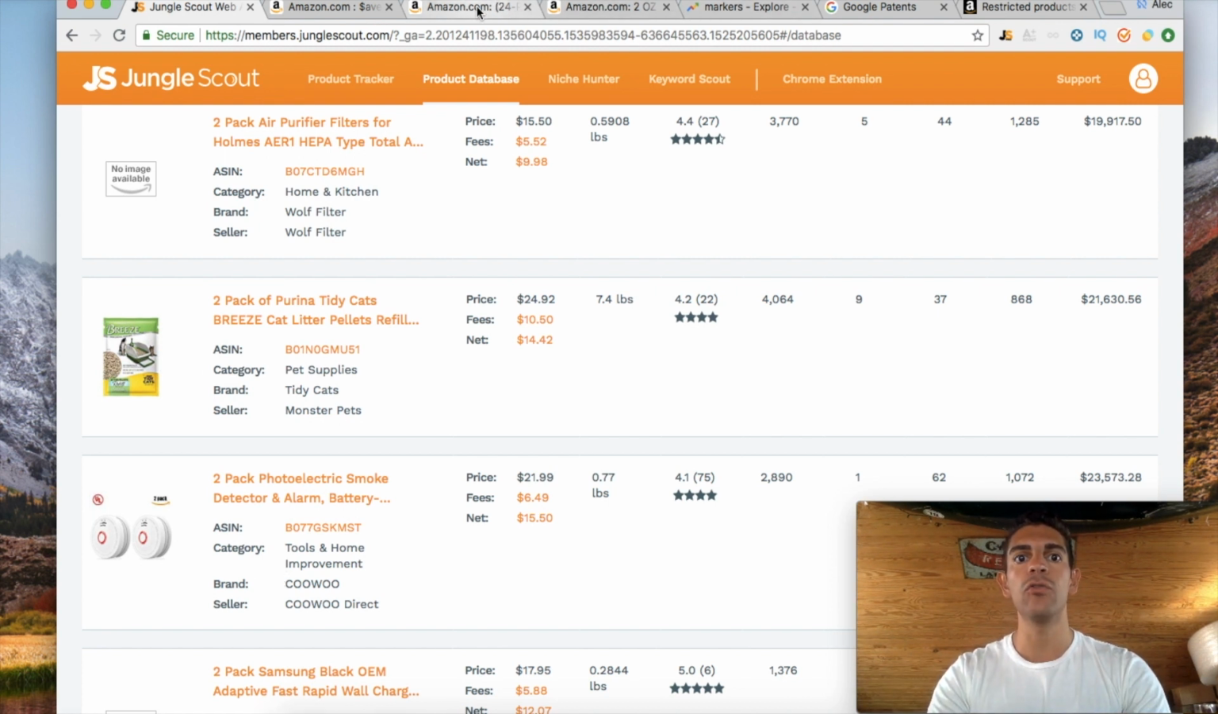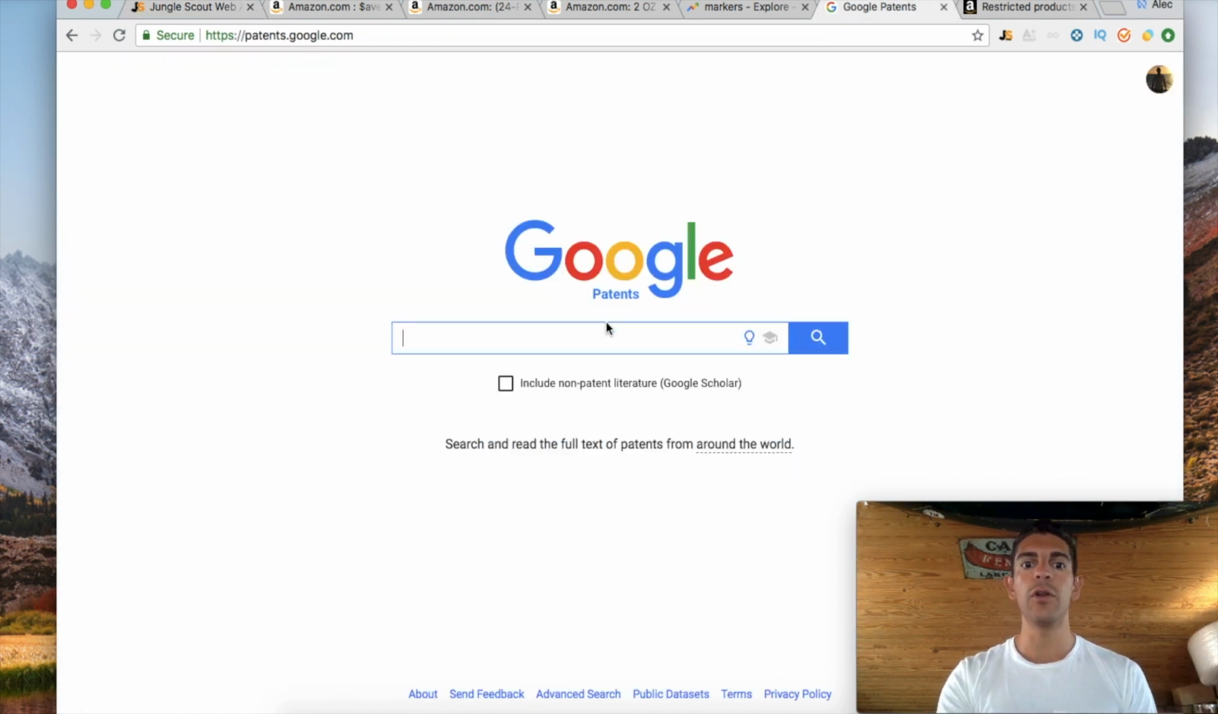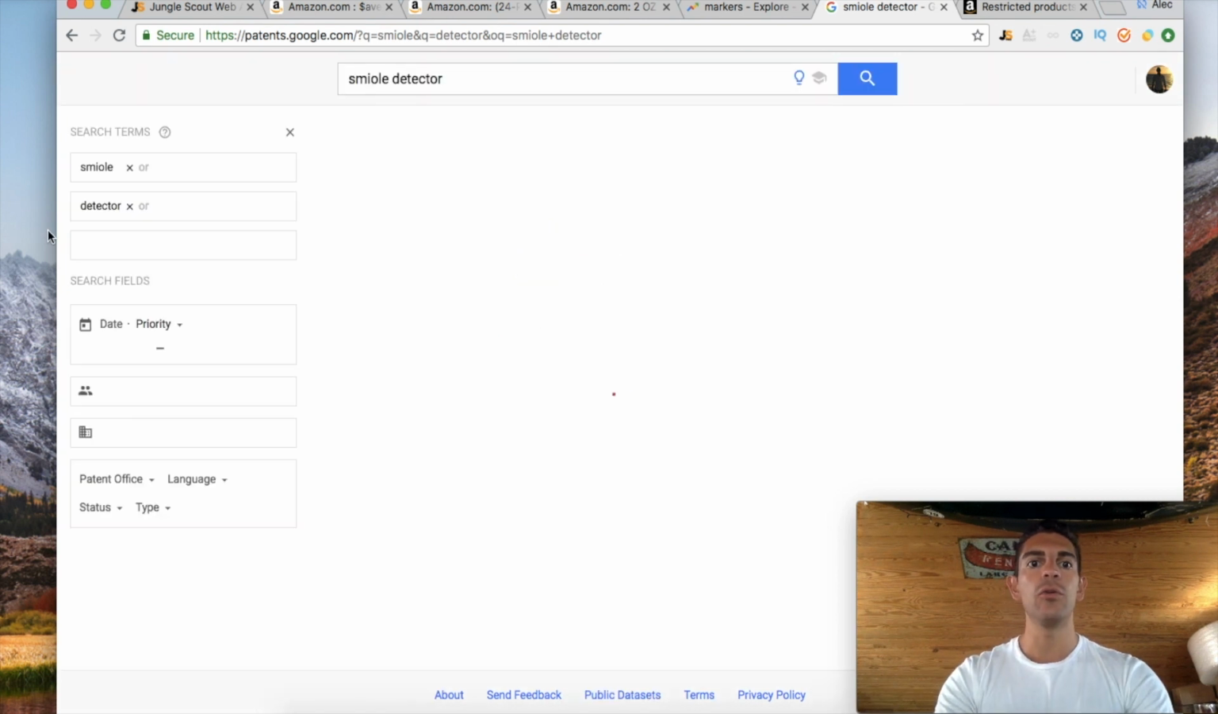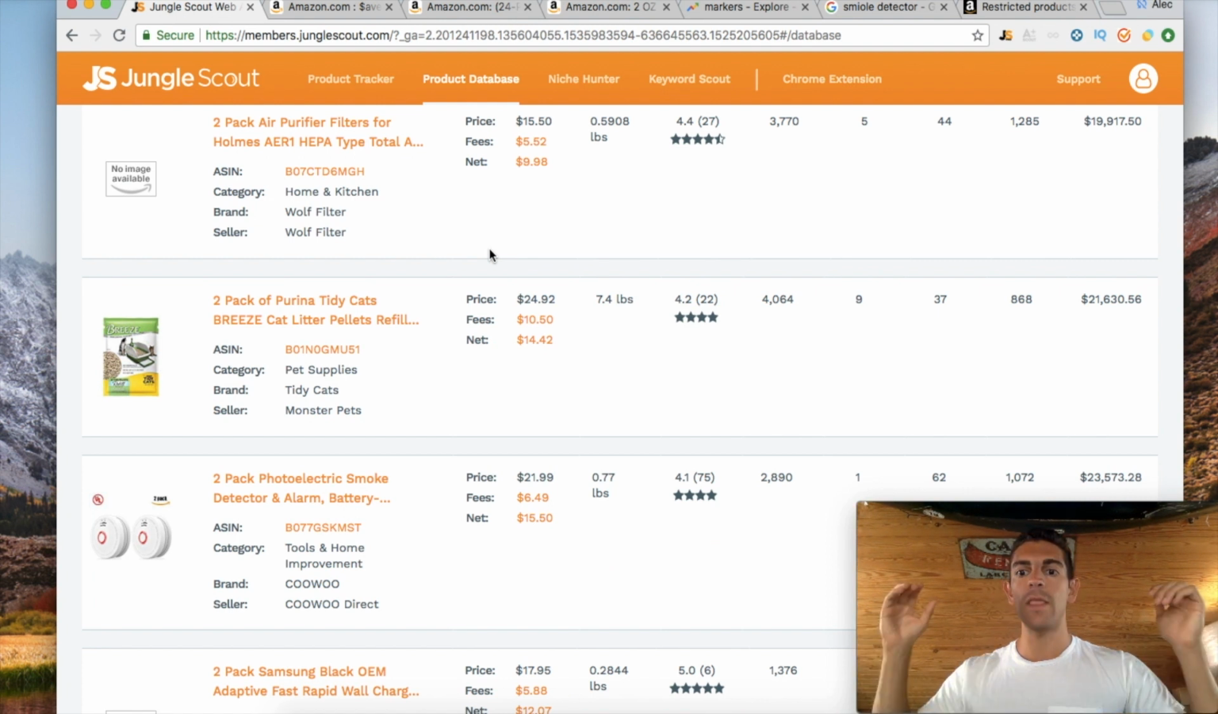You would go to googlepatents.com, and like I just showed you Google Trends, you would go to Google Patents and put in something like smoke detector. Search it up, and I spelled that wrong, but you guys understand what I mean. Read through it and see if there's anything that is patented about the product. You could also have a patent person check. You can go on Fiverr and have them check to see if your product is patented. You don't want to sell a patented product. That is definitely something you don't want to sell.